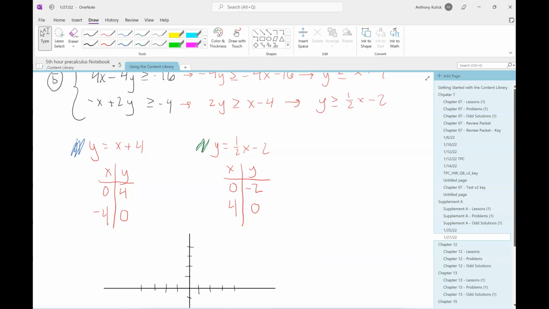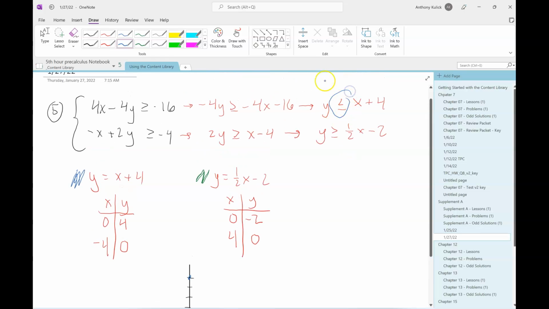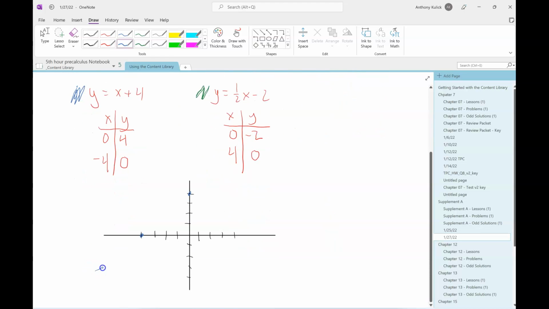So I have 0, 4, and then negative 4, 0. And since this was a less than or equal to inequality, I'm going to be using a solid line, and I'm going to be shading below. I'm not going to do the shading right now. I'm just going to draw the little arrow because I really only care about the overlap of the 2 shaded regions. And just for keeping things neater, I'm just going to do only the overlap.